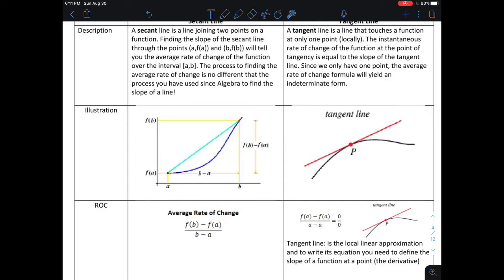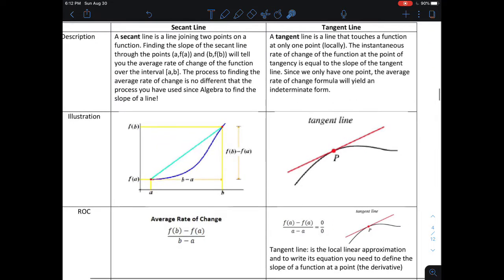And just from a notational standpoint, if I had an x value of a and an x value of b, and I wanted to find its average rate of change, y2 minus y1 over x2 minus x1 would be f of b minus f of a, that's my numerator, over the overall width of the interval, or the distance between the x values, b minus a. And that wouldn't give us the instantaneous rate of change of the function, it would just give us the average rate of change over an interval.